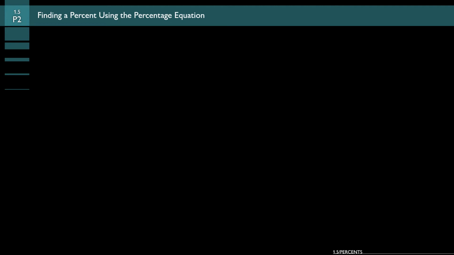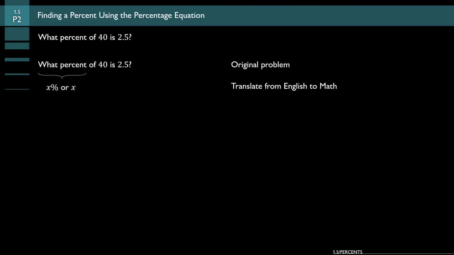There is a second method to finding the percent in a problem like this. So what we're going to do is use the percentage equation. And this should look very familiar to you because we're going to use our translation skills again. We're going to go from English to math. So in this case, what percent of 40 is 2.5? We're going to take a look at those first two words, what percent, and assign it a variable because we don't know anything else about it. So we can say x percentage, or you can just simply say x.